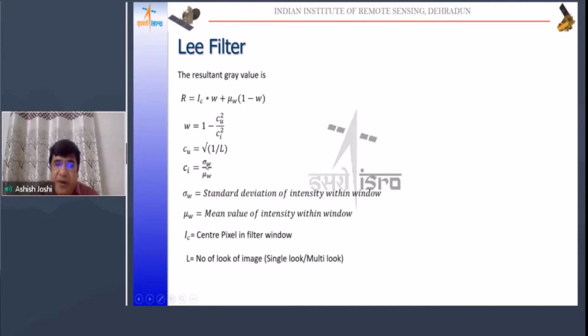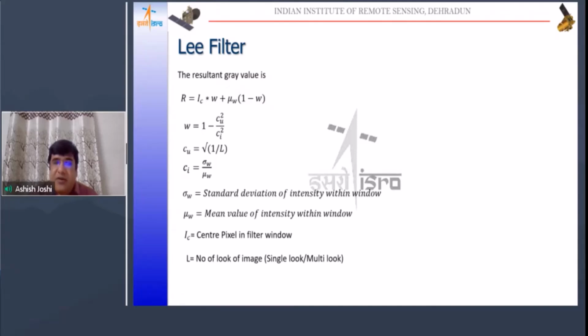So by the formulation of mu and sigma, mu is the mean of a particular window, and IC is the central pixel in the filter window. If we have the filter window, IC is that central value, and mu is the mean value of the kernel. The weight we have to calculate, and then apply this formula for that pixel. After using this formula, we can filter out the speckle noise.